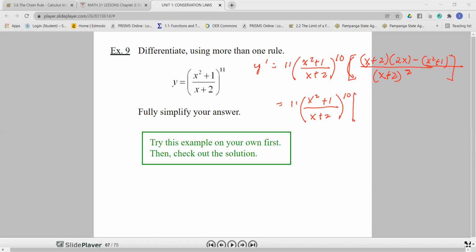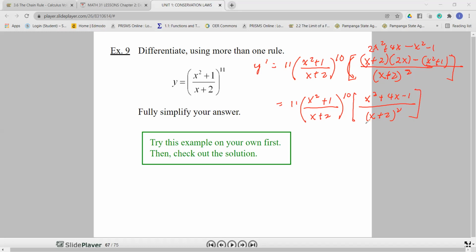Pero syempre, this will become 2x squared, taas lang to. Ito na lang pag-alisin natin. 2x squared plus 4x, kasi distribute ko lang. X times 2x, that's 2x squared. 2 times 2x, that's 4x, minus, distribute ko yung negative, x squared minus 1. So you will have here 2x squared minus x squared, so that will be x squared na lang. Tapos plus 4x minus 1, all over x plus 2 quantity squared.